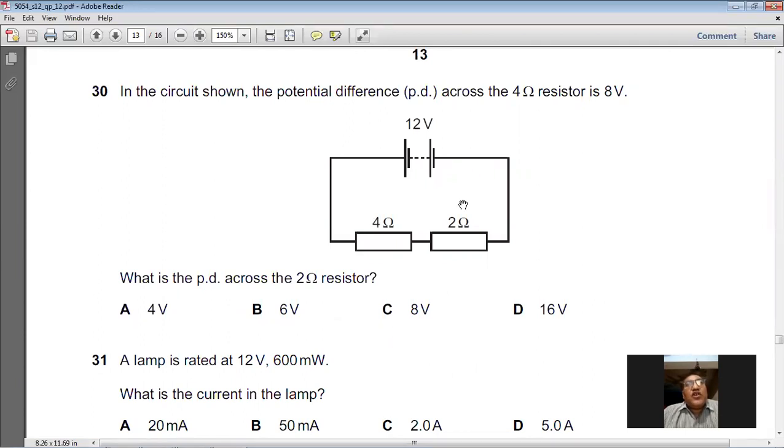So how much voltage is left for the 2 ohm? 12 minus 8, 4 volt. So for the 2 ohm resistor, the voltage will be 4 volt. So A is the choice. Question number 30, A is the choice.